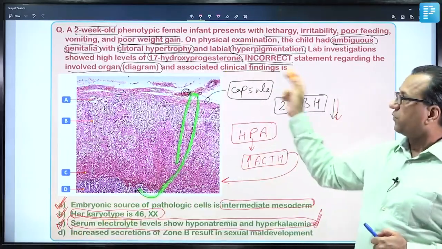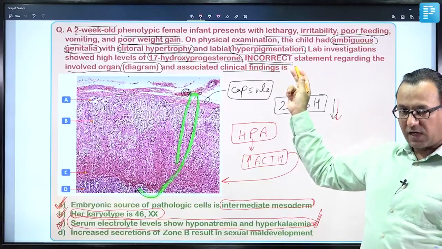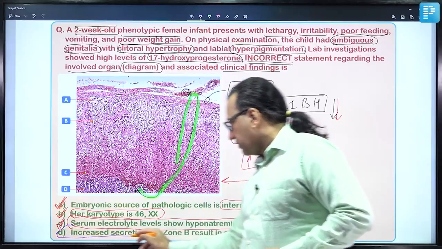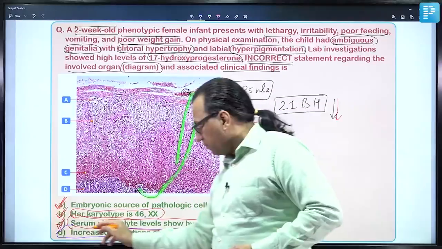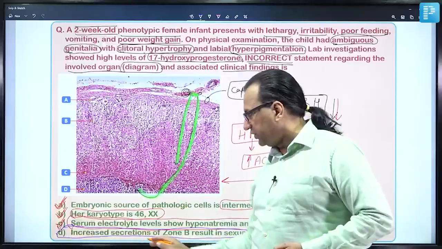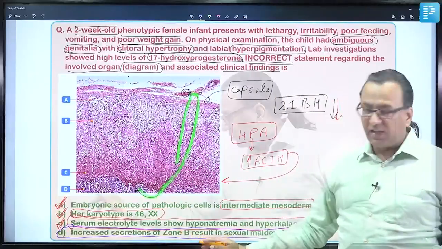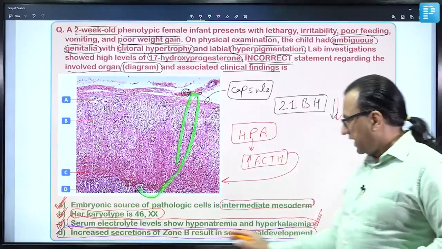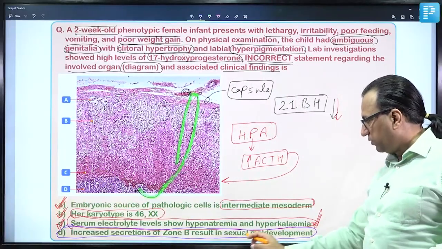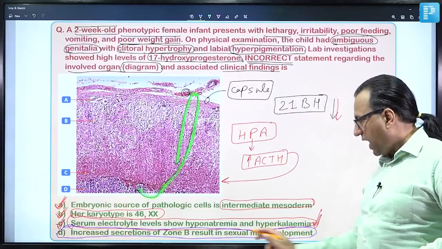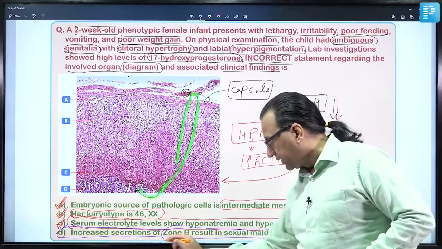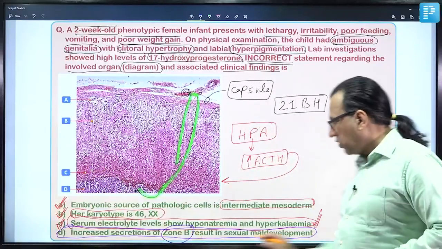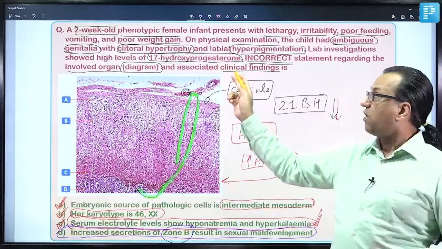Now, obviously, we wanted to find out the incorrect statement, and that is none other than choice number D. Now, when you say your answer is choice number D, explain why. Because it is understood there are increased secretions of zone C, that is zona reticulata. There were more androgens resulting in sexual maldevelopment, ambiguous genitalia, clitoral hypertrophy, and all that. So it is not zone B, it is actually zone C. Hence, statement D is a wrong statement, and that is the answer of exception.